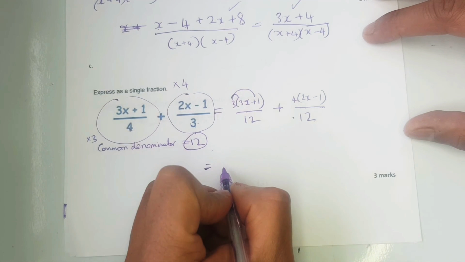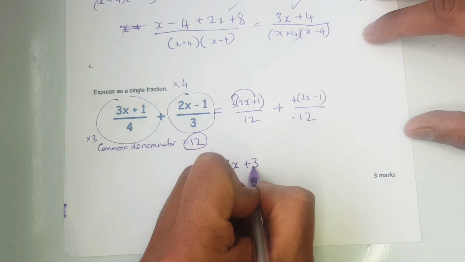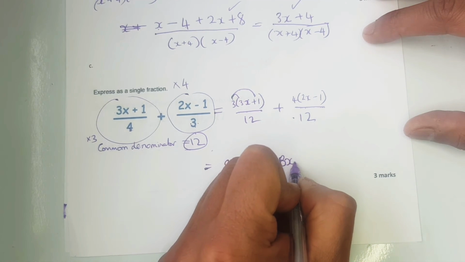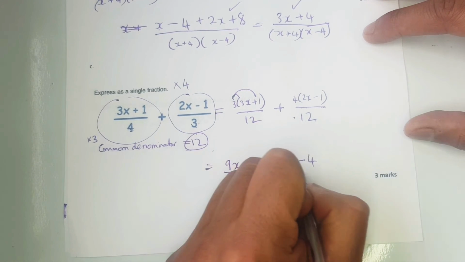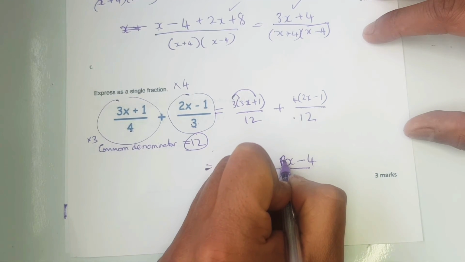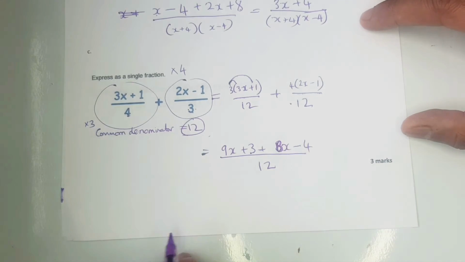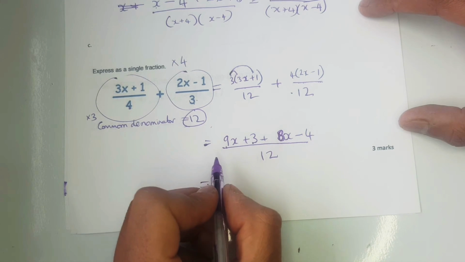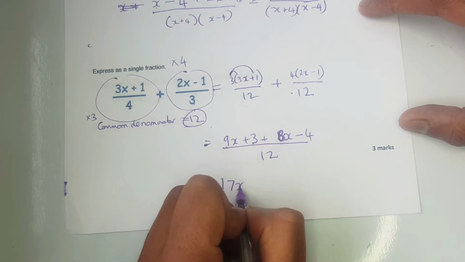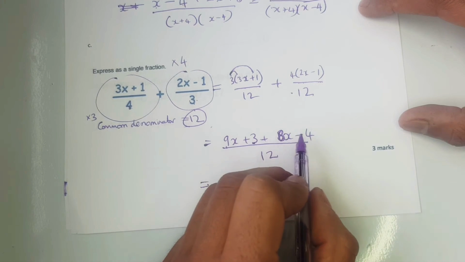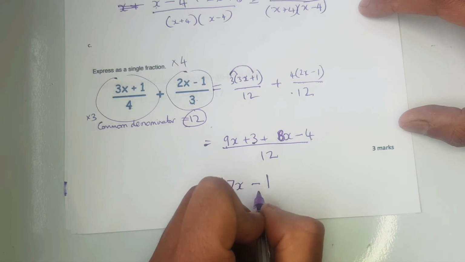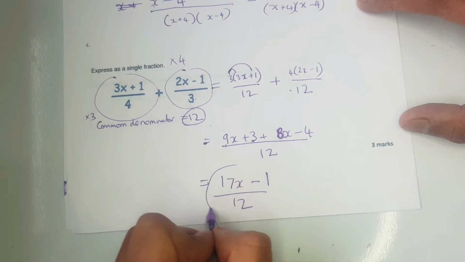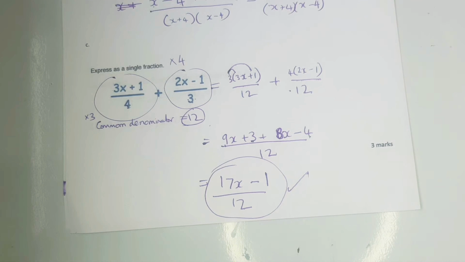Expand the brackets. 9x plus 3 plus 8x minus 4, all divided by 12. That says 8, just in case you've not figured my handwriting out. And last bit of tidying, 9x plus 8x is going to give me 17x. 3 minus 4 is minus 1 over 12. We can't simplify that any further, so that's the final answer.